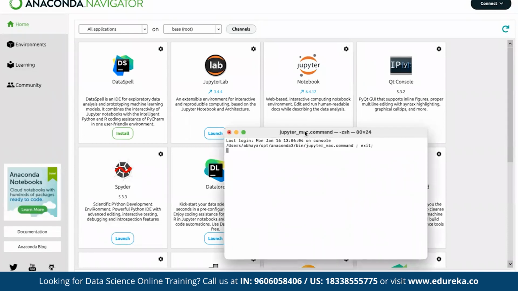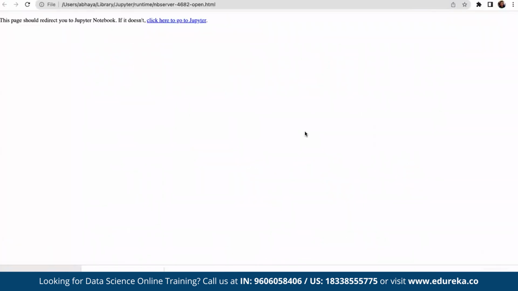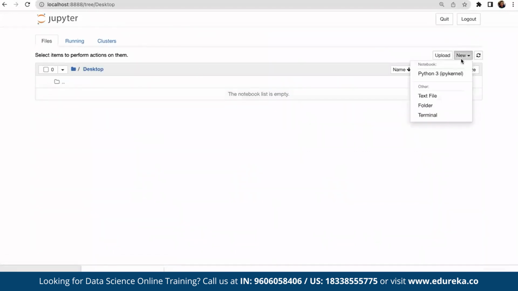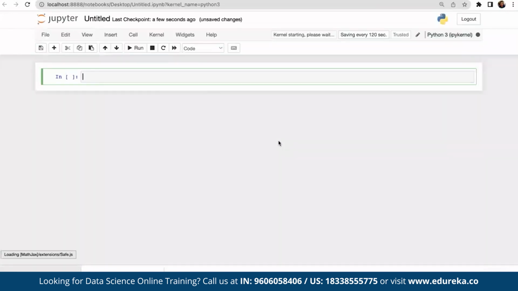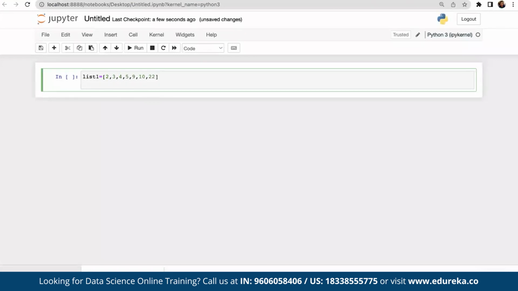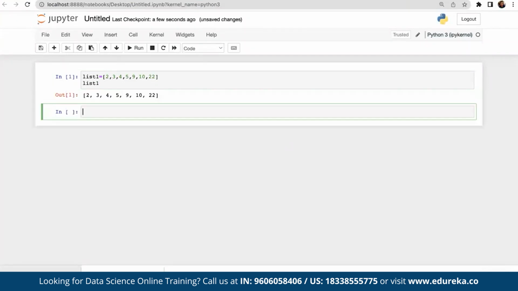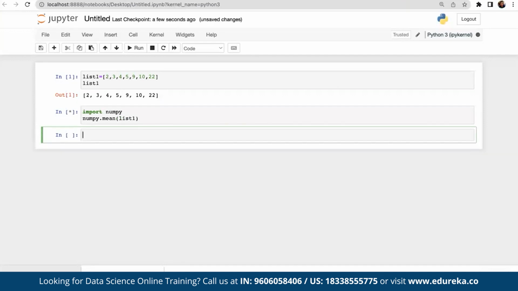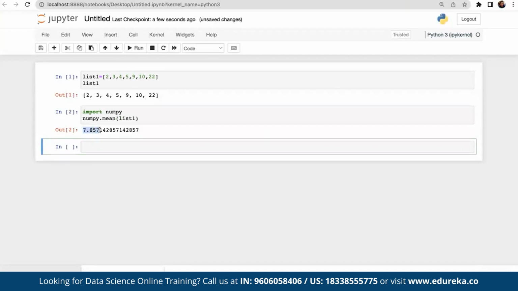We need to launch Jupyter. It will create a notebook like we used to carry in our school days. Let's say I go to desktop and create a new Python 3 notebook, and I create a container, let's say a list. List 1 as, let's say, 2, 3, 4, 5, 9, 10, 22. And this is the container having multiple values. And I import NumPy. And I'll say numpy.mean of list1. We get 7.85 in one line.